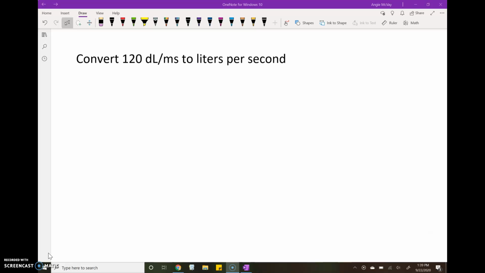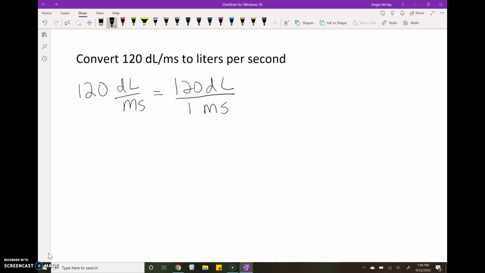With the factor label method, the idea is that using fractions that are equal to 1, you can convert units from one to another. As an example, I've got 120 deciliters per millisecond. So 120 deciliters per millisecond is the same as 120 deciliters for every 1 millisecond.